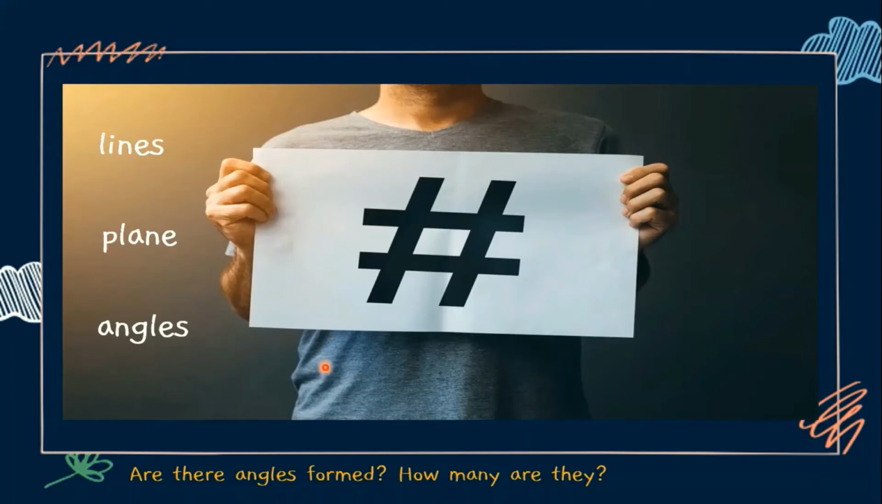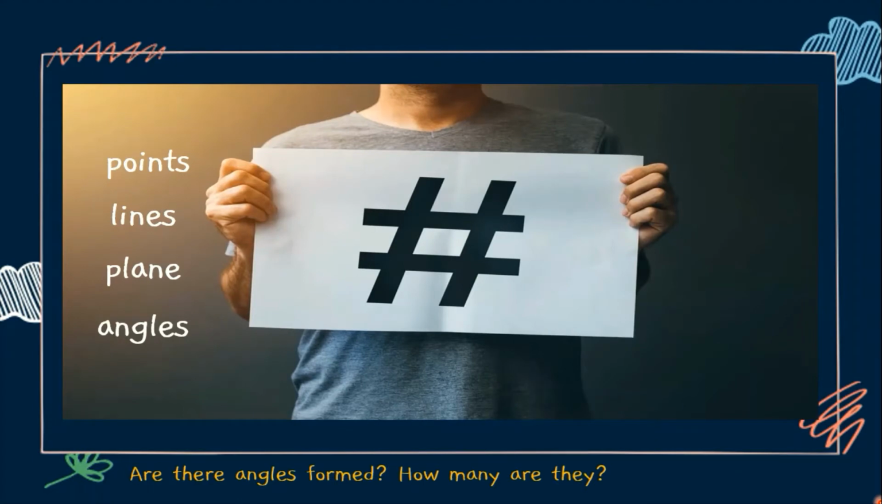So yes, we have seen angles in this illustration of the hash symbol or hashtag. Bibilangin natin ngayon kung ilang angles yung na-form niya. 1, 2, 3, 4. We're able to form 4 angles. Meron pa? 1, 2, 3, 4. Meron ulit tayong 4 na angles. So 4 plus 4, 8 na. 1, 2, 3, 4. 4 angles ulit. 12 na yung angles natin.